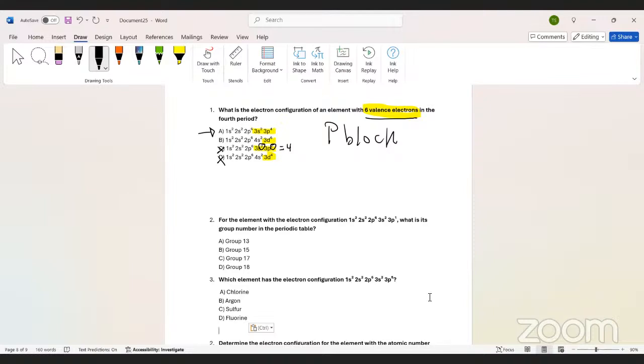Okay, take a look at question number 2. For the element with the electron configuration 1s2, 2s2, 2p6, 3s2, 3p1, what is its group number in the periodic table? Group number, what is it? Here is an easy way to think about it. Yep, you do got to read it, yes. But they're asking you, what's the group number? Okay, here's how you determine that.